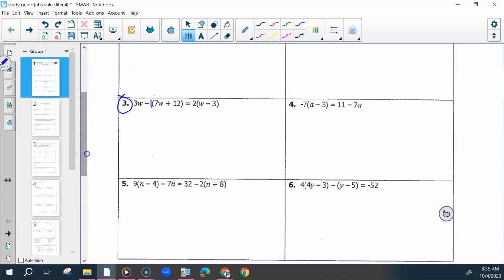Remember that there's an invisible negative here, so that's what we're distributing on this side, 2 on the other side. So 3w minus 7w minus 12 equals 2w minus 6. Combine your like terms on the same side, 3w minus 7w, so negative 4w. And then we have choices. What do we want to move first?